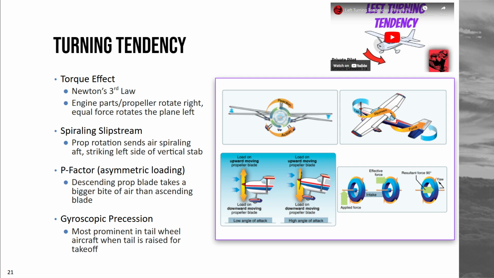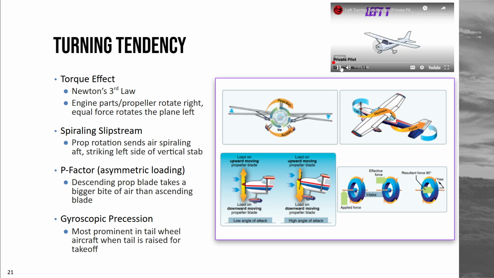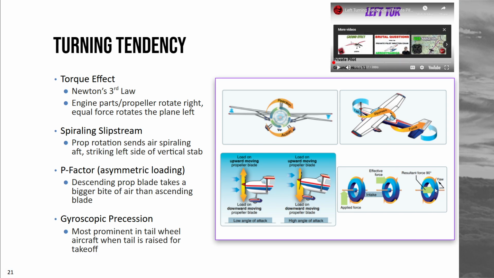Gyroscopic precession. It's more prominent in tailwheel aircraft when the tail is raised for takeoff. So an applied force is felt 90 degrees from that force. If I pitch the nose down, the effective force is felt on the top of the propeller. That force is actually felt 90 degrees in rotation to the effective force. So that equals it being felt on the right side of our propeller, resulting in more thrust being created on the right side, resulting in a yaw to the left. That's gyroscopic precession.